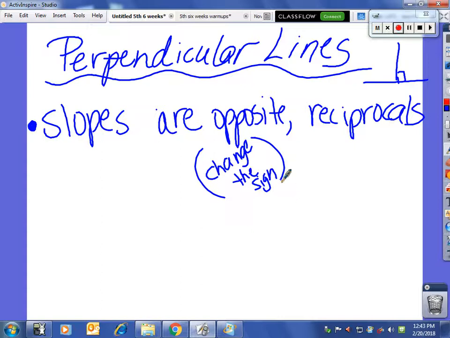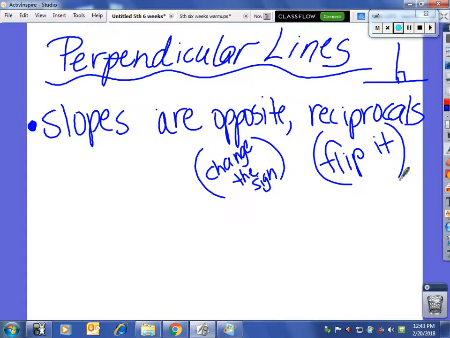All right, reciprocal. What does reciprocal mean? You flip it, exactly. It means you flip the numerator and denominator. Flip it. Reciprocal means flip it, opposite means change the sign. So if I tell you a line to be perpendicular to, you look at the slope and you change it two ways. You change the symbol and you flip it upside down.